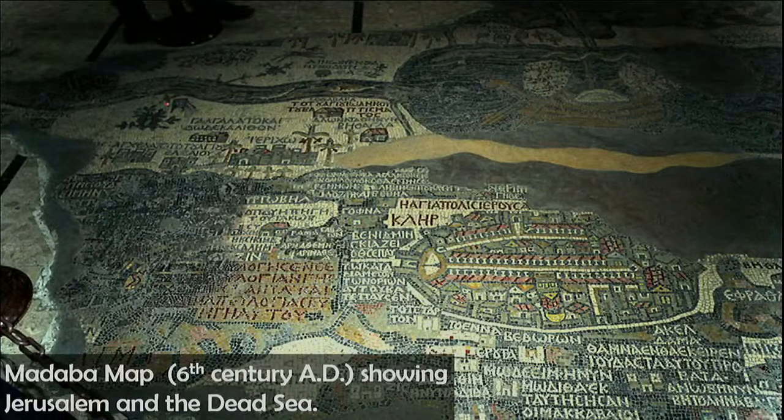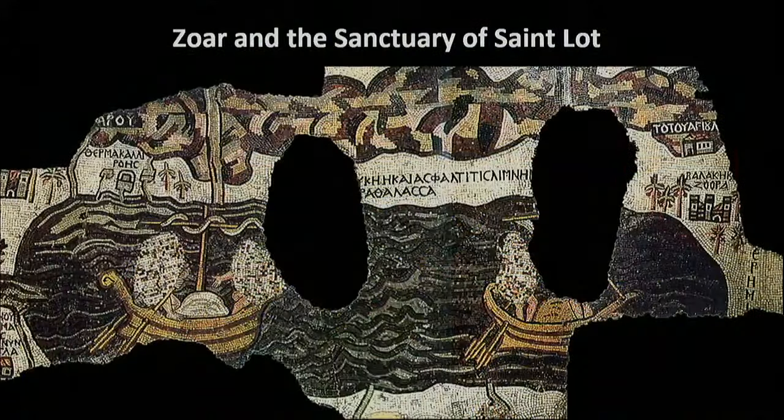The map shown here details the region around Jerusalem, shown in the foreground, and the Dead Sea there in the background. On the southeast shore of the Dead Sea, the location of Zoar is shown, and the sanctuary, something called the Sanctuary of St. Lot, a church that was said to have been built in memory of Lot in front of the cave where he and his daughters lived after fleeing from Zoar.